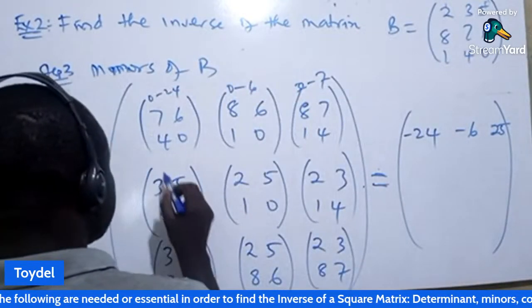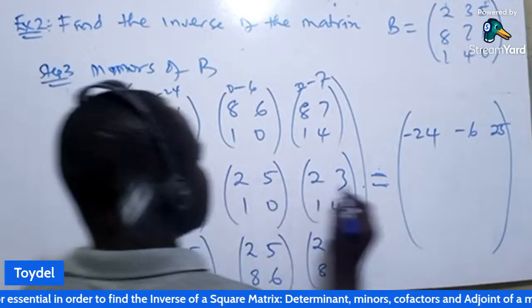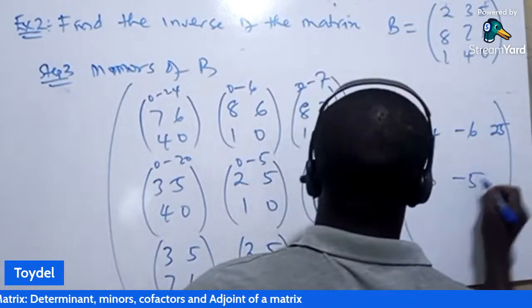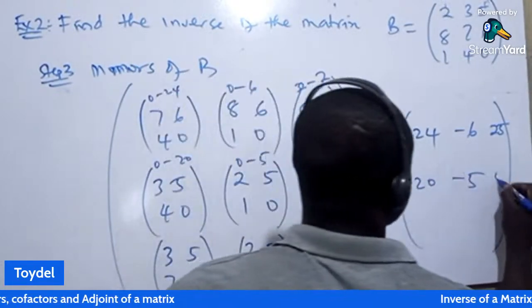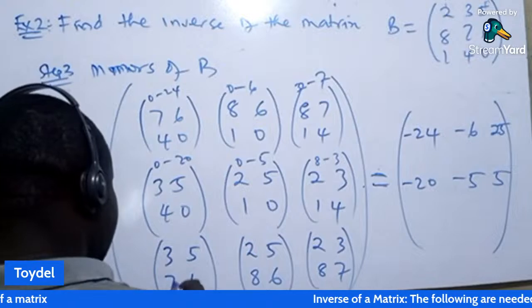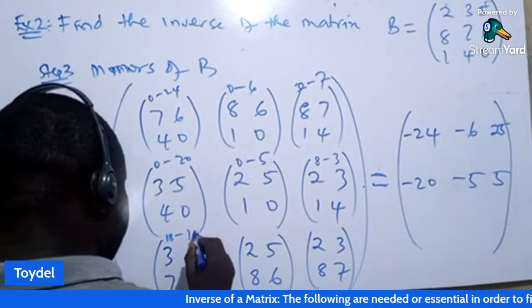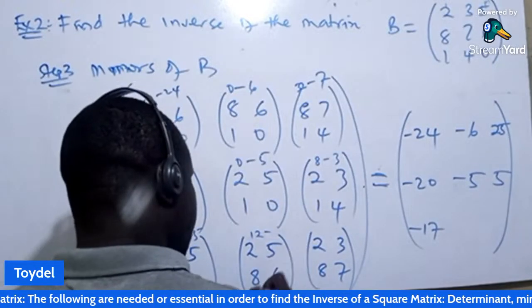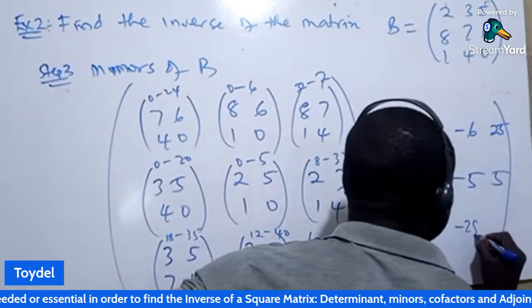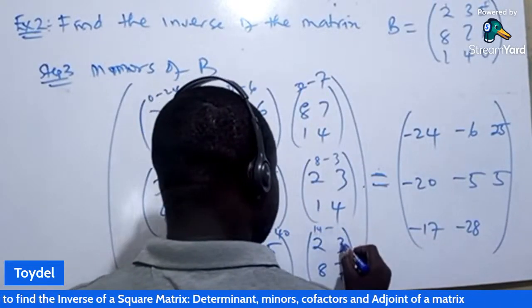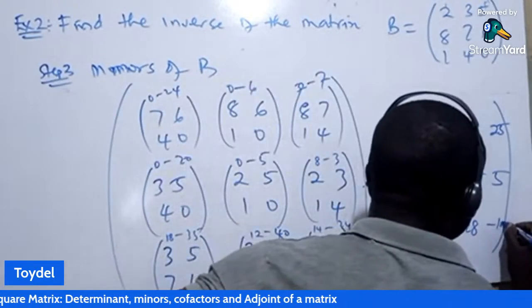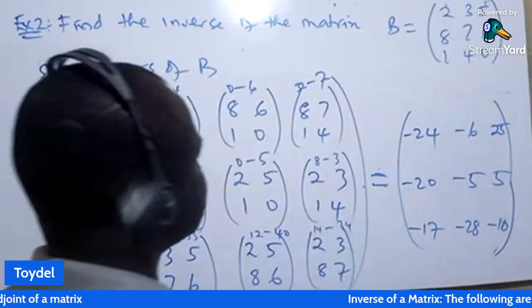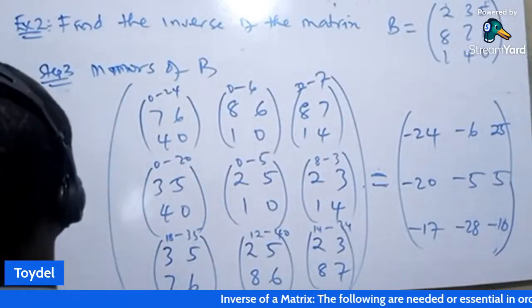Then we go to the second row. 3 times 0, 0, minus 4 times 5, 20. That's minus 20. 2 times 0, 0, minus 1 times 5, that's minus 5. Then 4 times 2, 8, minus 3. That is 5. We go to the third row. 3 times 6, 18, minus 7 times 5, 35. That's minus 17. Then 2 times 6 is 12, minus 5 times 8, 40. That's minus 28. Then 2 times 7, 14, minus 3 times 4, 12. That's 2... so this will represent the minors of B.